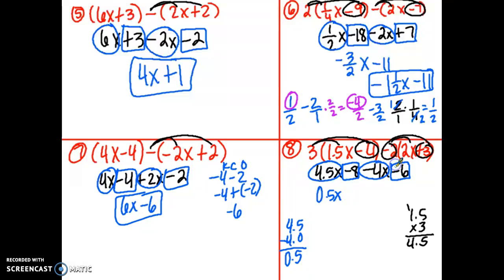Negative 8 minus 6. I use additive inverse. Keep your first number. Change subtraction to addition. Take the opposite of the second number. 8 plus 6 is 14. Both of them are negative, so my answer is negative. 5/10 x minus 14.